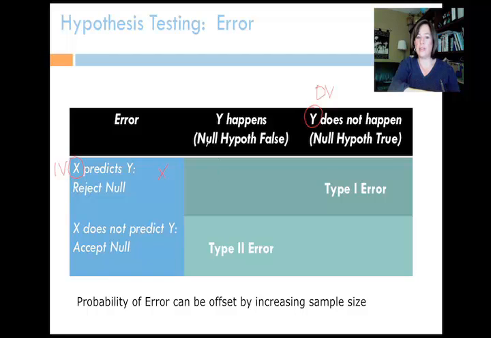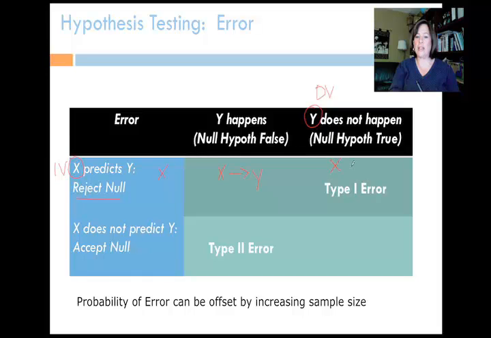You're golden. The null hypothesis is false. You reject the null hypothesis. That's good. So here's when X leads to Y. And you know that to be true because you've done significance testing. You reject the null hypothesis and the null hypothesis is false. No error.